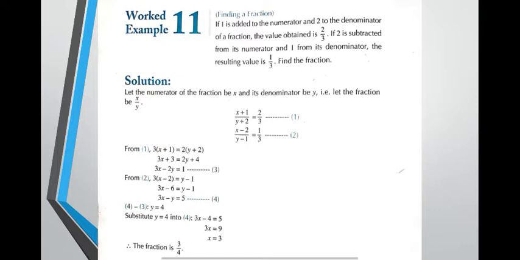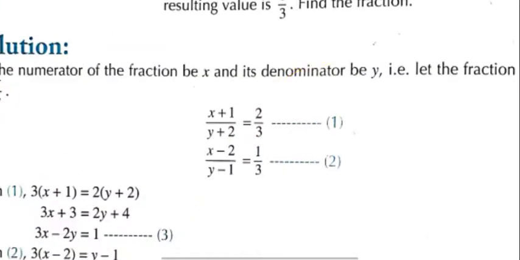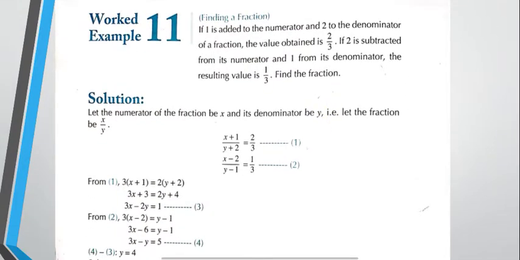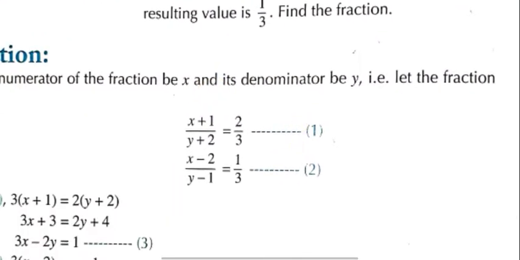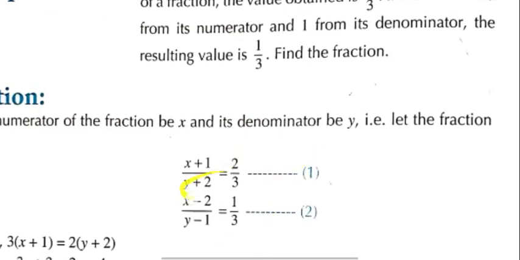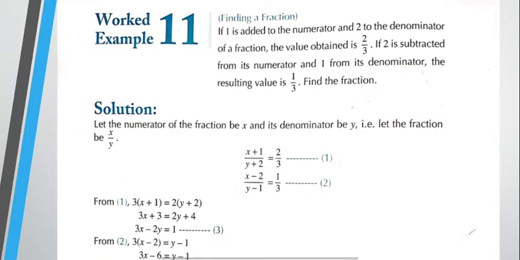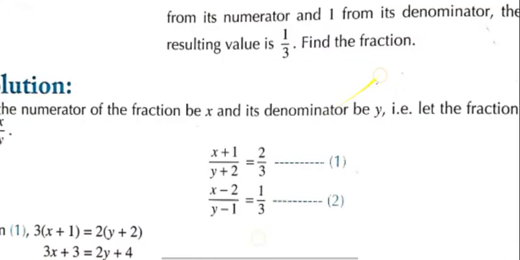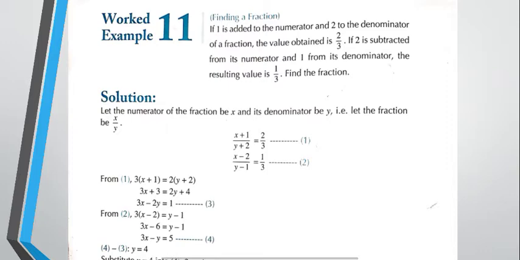All right, so another problem here. 1 is added to the numerator and 2 to the denominator of a fraction. We don't know the numerator and denominator initially, right? The value. So we call them x and y. So it was initially x over y. I'm going to zoom in here. And then they say we add 1 to the numerator, so x plus 1, and 2 to the denominator, so y plus 2. And they say the value obtained is 2 over 3, so it will be equal to 2 over 3. That's how we write them.